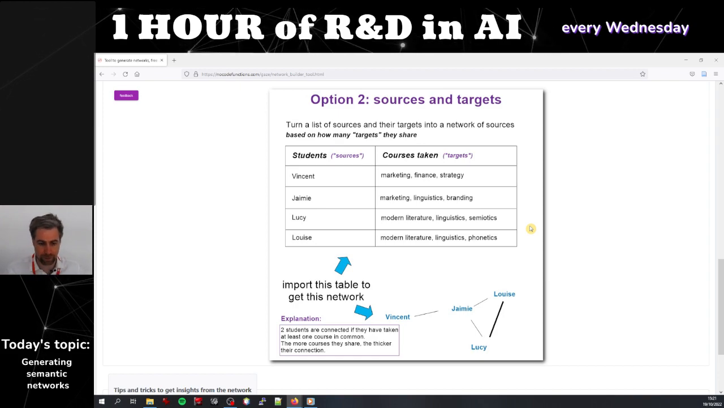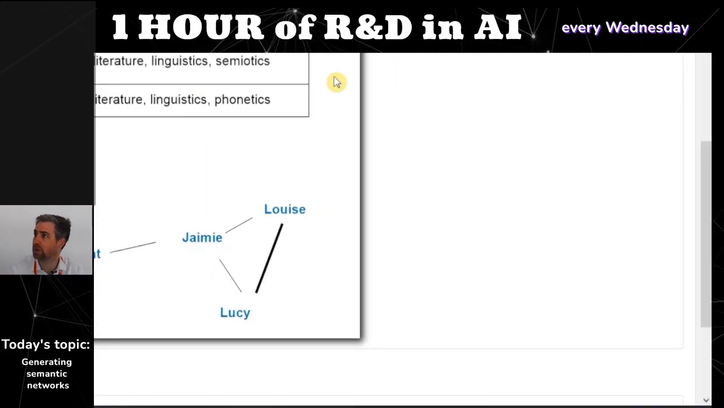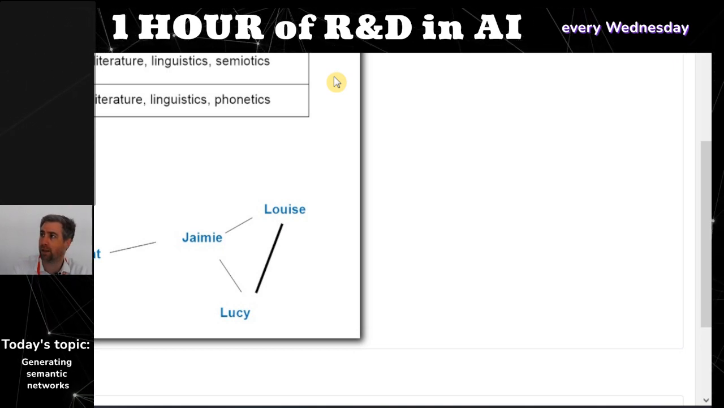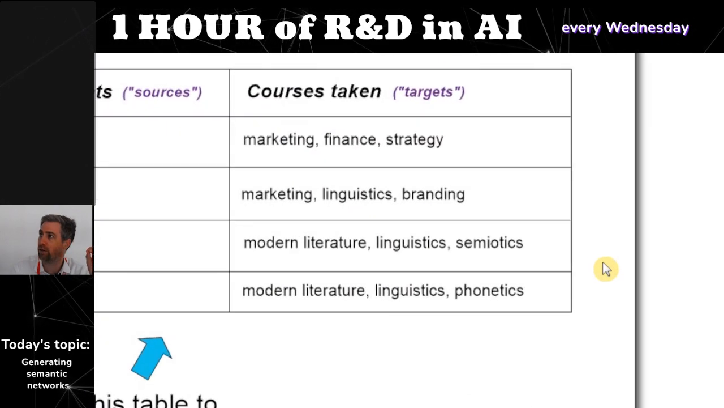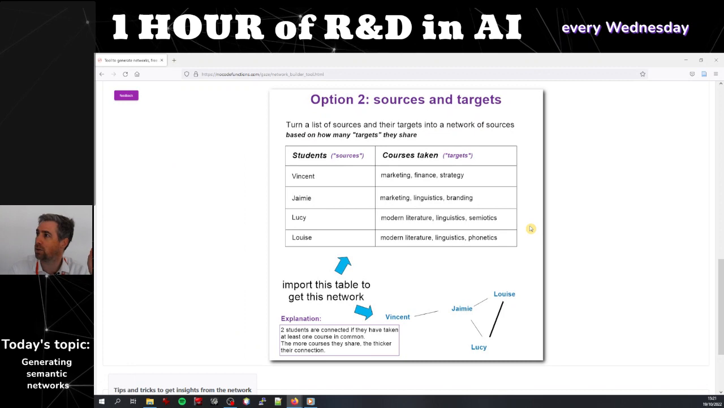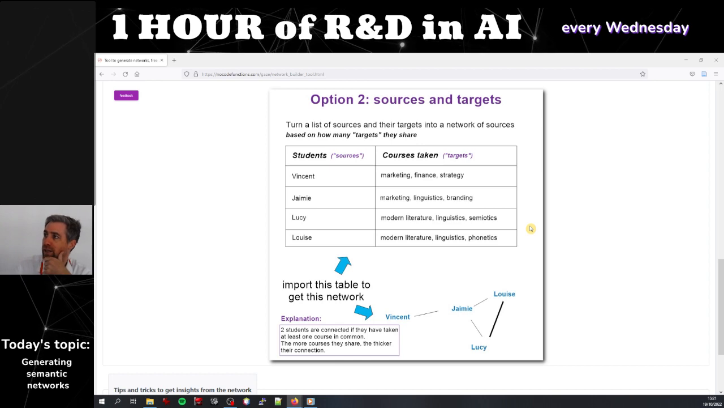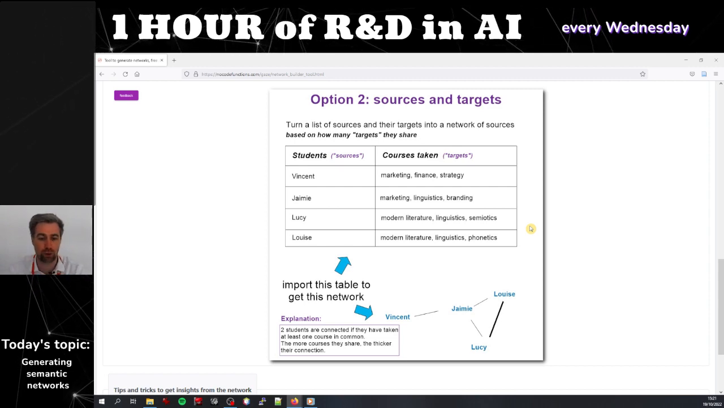And Louise and Lucy, can I zoom in here? Yeah, great. Louise and Lucy, as you see in the network that has been generated, are going to have a thicker line. The reason is that when you look at it, maybe I can zoom in here, no, too big. Lucy and Louise had two classes out of three that they shared, modern literature and linguistics. So that's how these two ways of creating networks work.